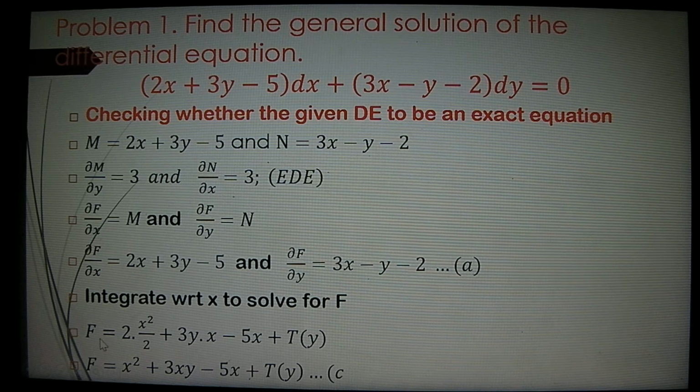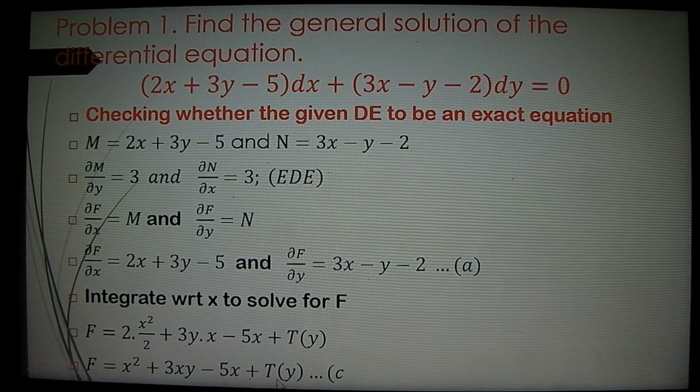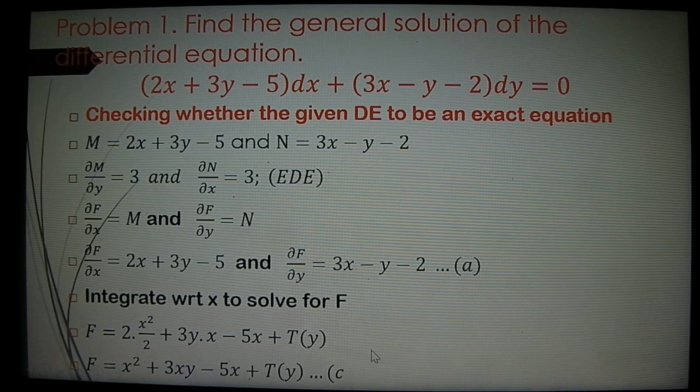So therefore we have now f equals, we are solving for M, so the integral of 2x is x squared, plus the integral of 3y is 3xy with respect to x, and the integral of 5 is 5x, and we shall be adding now the t function of y. Simplifying, our f equals x squared + 3xy - 5x + t(y), and it will be serving as our equation C.